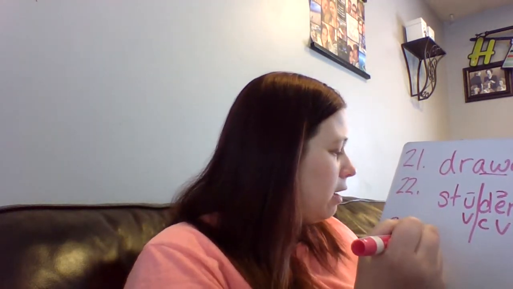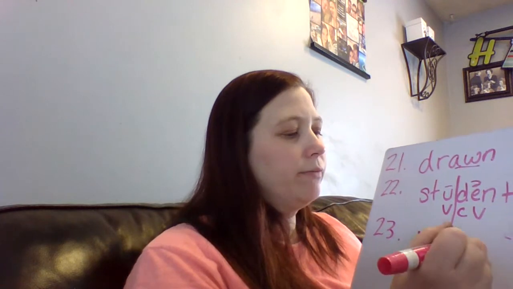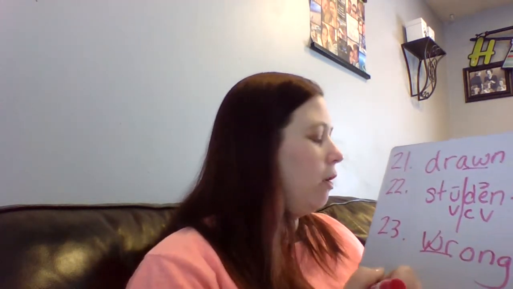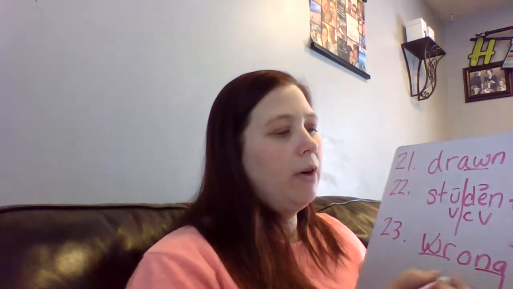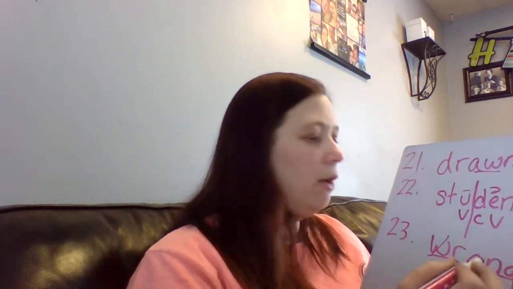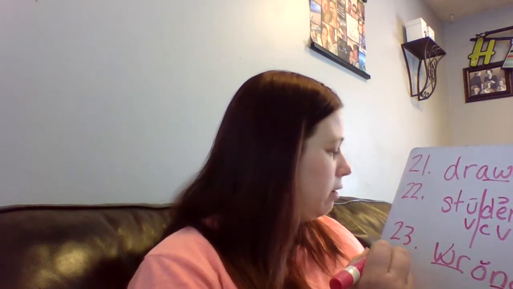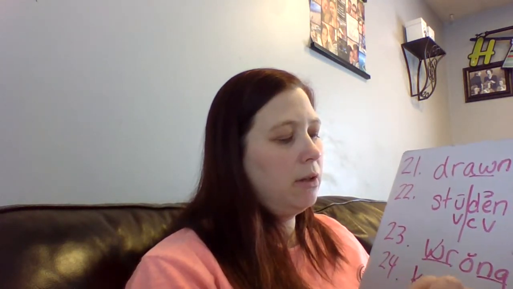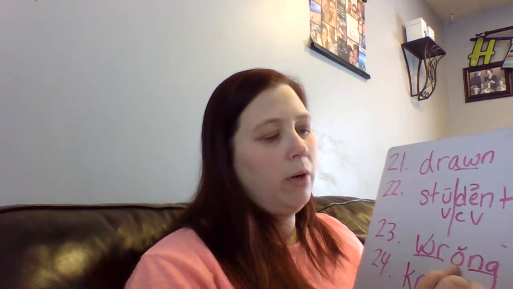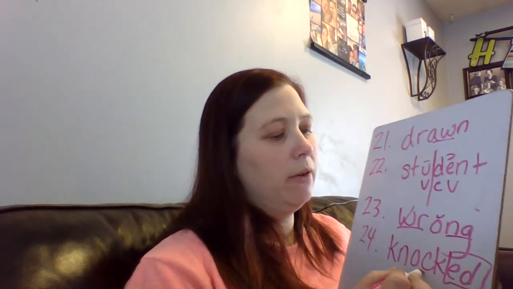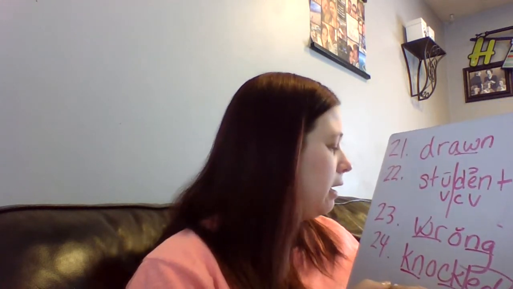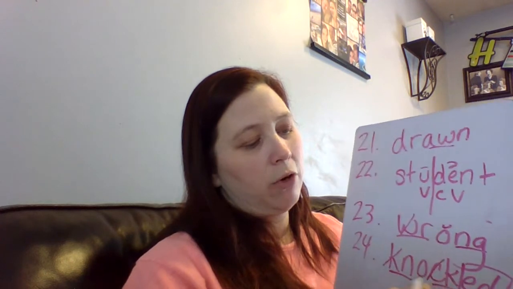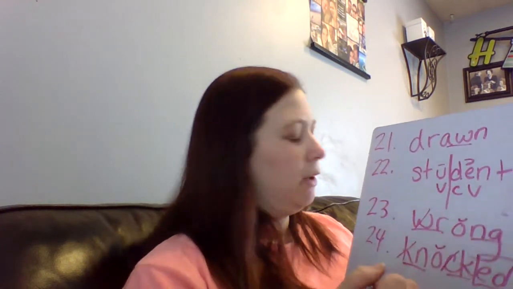Number 23, wrong. This is our WR digraph where then we cross off the W. And then we have our NG digraph, and our O gets a macron. Number 24, knocked. We are going to box off our ED suffix, underline our CK digraph and our KN digraph. This is a little tricky. Here we're knocking off the K. Here we're crossing off the C. And then our O gets a breve.